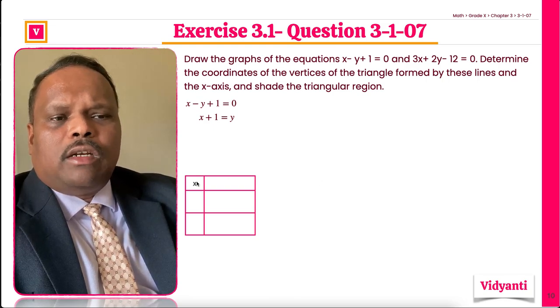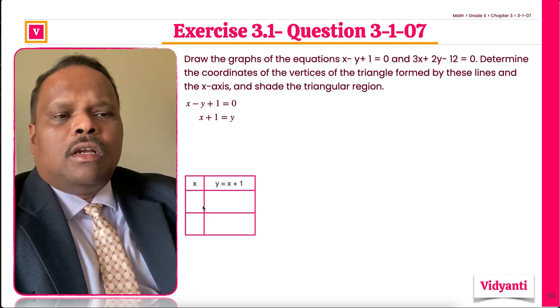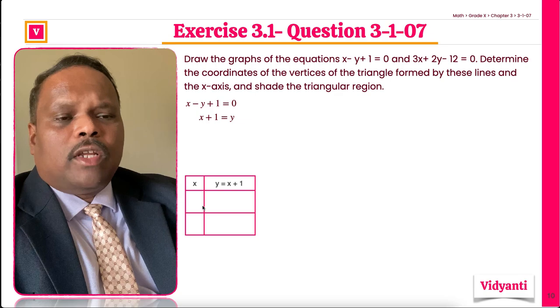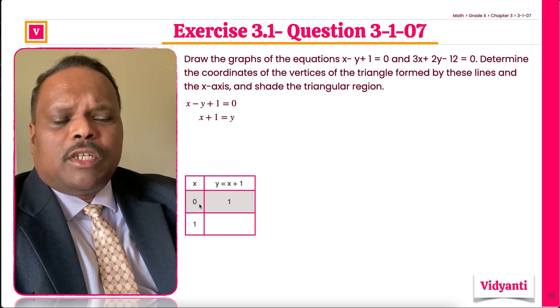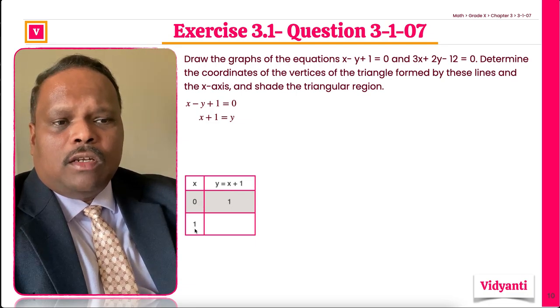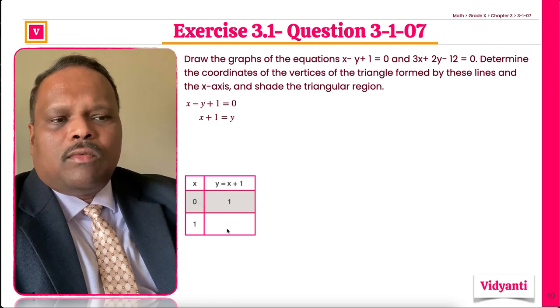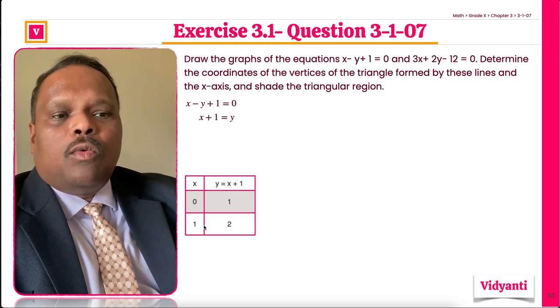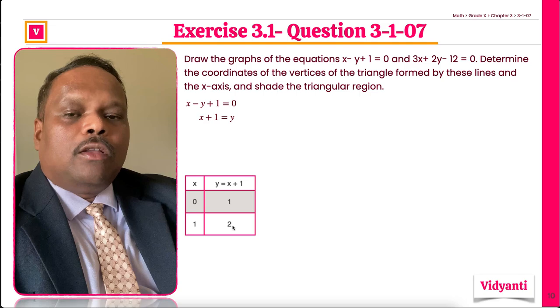So take different values of x and get different values of y by using this equation. You have full freedom of taking whatever values. I normally go for 0 and 1 because these are the simplest values. If you substitute 0, y will be 0 plus 1, which is 1, and if you substitute x equal to 1, then y will be 2. So (0, 1) is one of the points on the straight line, and (1, 2) is also a point on the straight line.